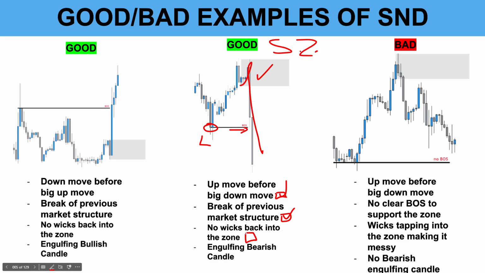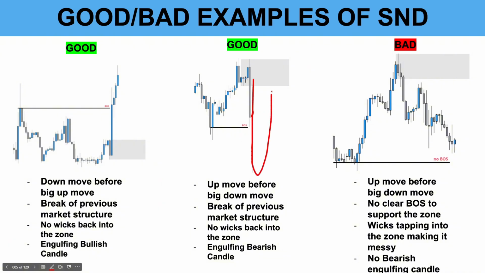No wicks back into the zone, right? We already established what this meant through this example. What that means is, if I clear everything off the screen, if this candle or any of the other candles following it had wicked back into the zone, or if price had returned to the zone quite quickly, then we know that the zone is already mitigated and price has already tapped into it, so it's no longer a valid zone. This is very important that price has no wicks back into the zone. And lastly, an engulfing bearish candle.